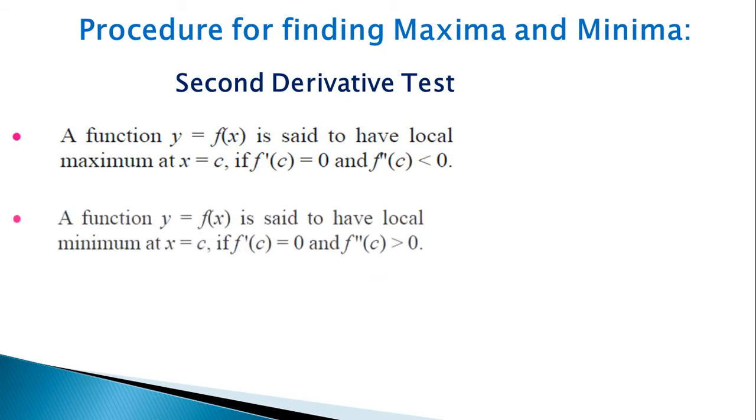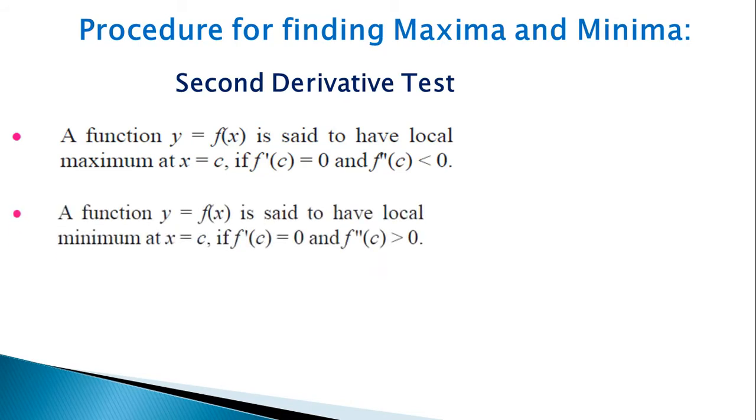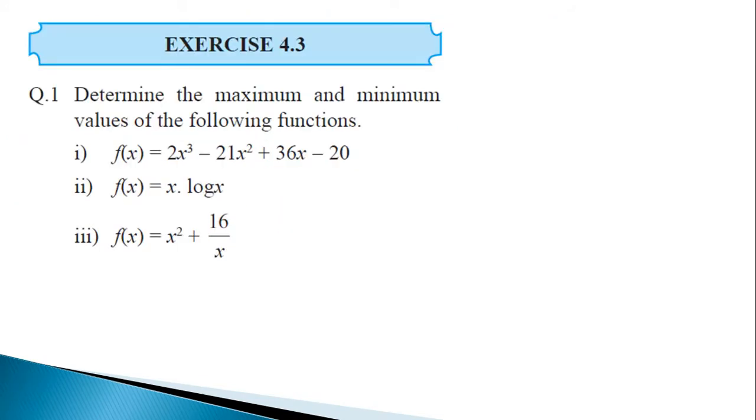Okay. Now in case of minimum value, a function y is equal to f of x is said to have a local minimum at x is equal to c if f dash of c is equal to 0 and f double dash of c, means second order derivative at that particular point, must be greater than 0. So we will follow the procedure of finding maxima and minima with the help of the second derivative test. Okay. So now let us see the exercise which is given for you.